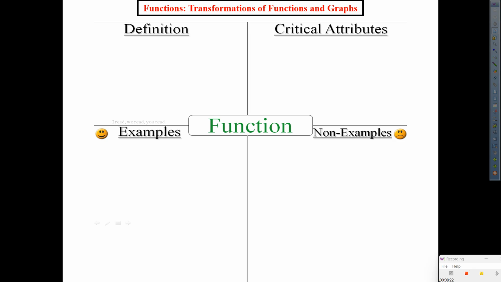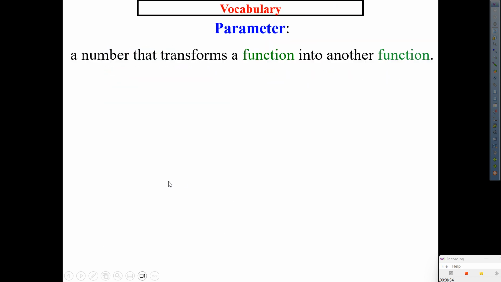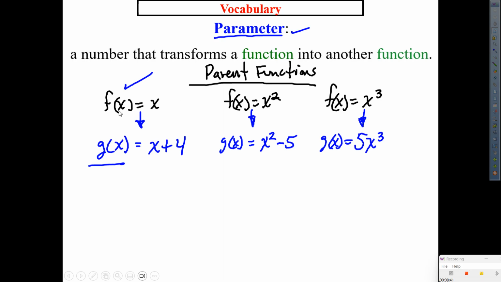A relation that for every input, there's an output. That is correct. One for each. From there, we talked about parameters. We said parameters are numbers that change one function into another. And I introduced 3 parent functions, f of x equals x, f of x equals x squared, and f of x equals x cubed. And notice on this one, as soon as I did x plus 4, it changed the original to a new one, and we changed the f of x to g of x.